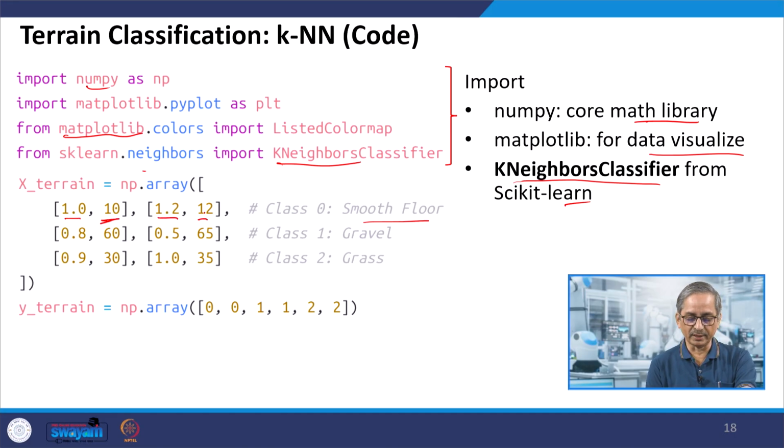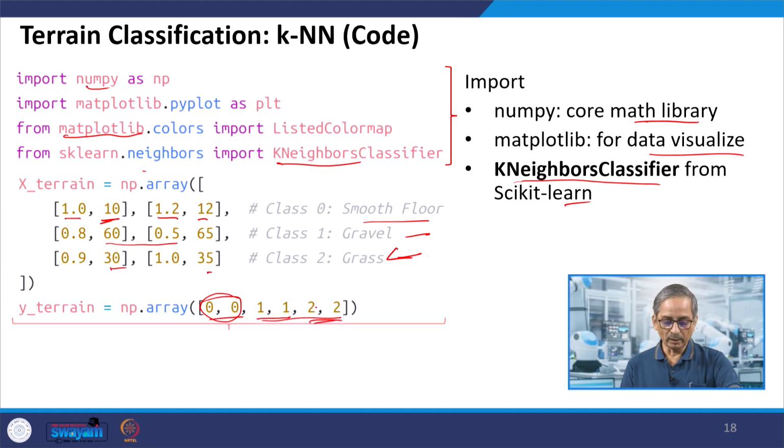This is velocity and this is vibration data. This is for the smooth floor, this is for the gravel floor and this is for the grass one, and here is the output which we are indicating. The first 2 correspond to the flat floor, so 0. The second 2 are for gravel, so 1. The last 2 correspond to the grass, so 2.